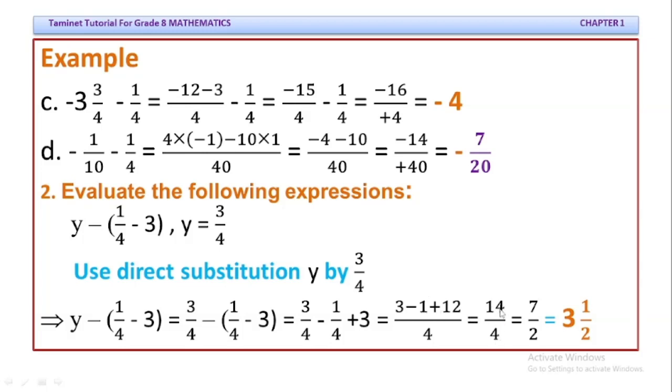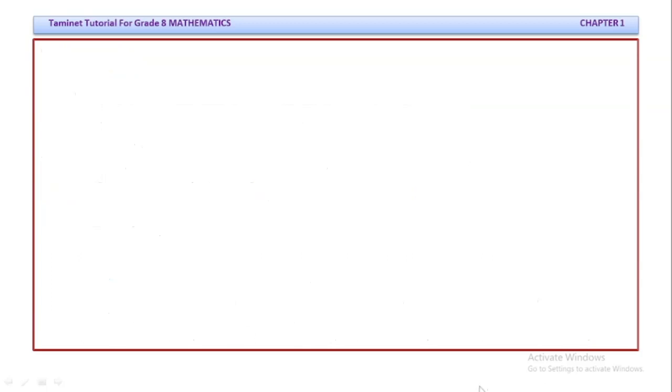14 over 4 means highest term. We can reduce it because both are multiples of 2. 14 over 2 is 7. 4 over 2 is 2. 7 over 2 is the answer. But 7 over 2 is an improper fraction, so we can change it to a mixed number like this. This is also the answer, but we can also write an equivalent mixed number like this. So this is a way how to evaluate a given question just simply by using a direct substitution approach.